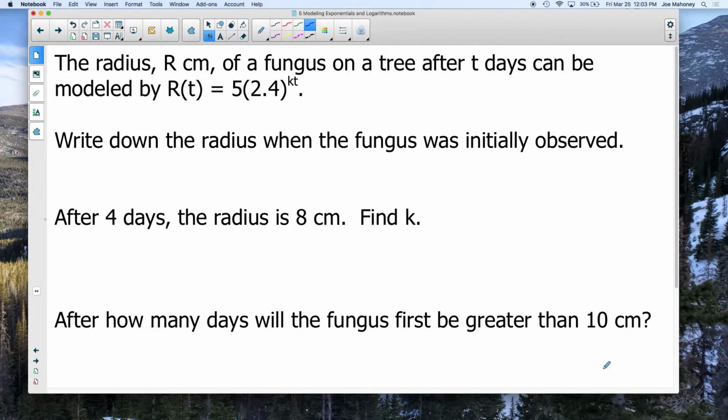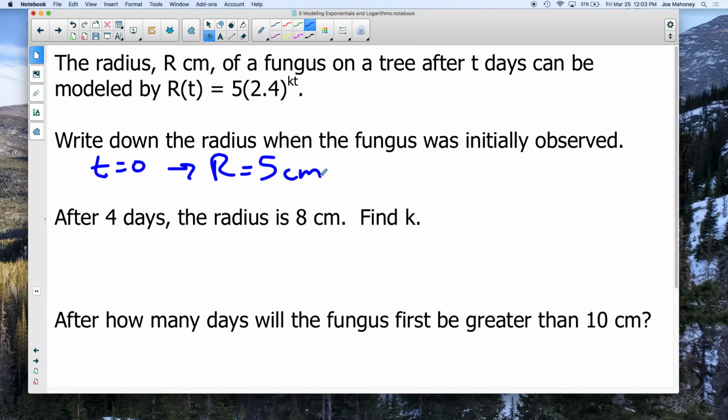Well, here's another one that you can try if you'd like. The radius of a fungus on a tree and an equation to model it. So first, see if you can write down the radius where the fungus was initially observed. Yeah, so we know that means we're at t equals 0. So when t equals 0, our exponent is 0. So 2.4 to the 0 power is 1. So that means the radius is 5 centimeters.